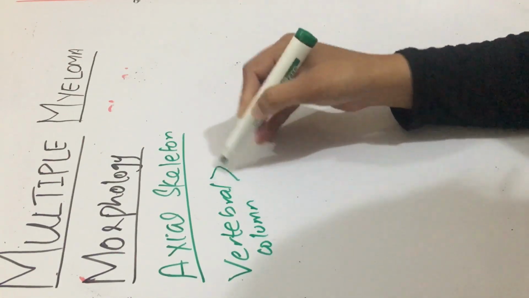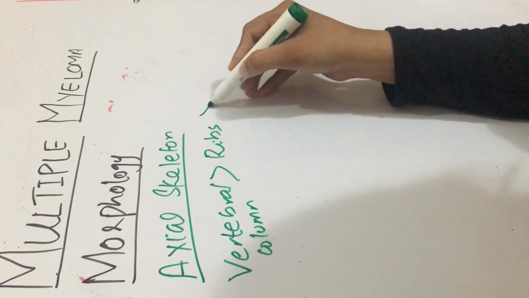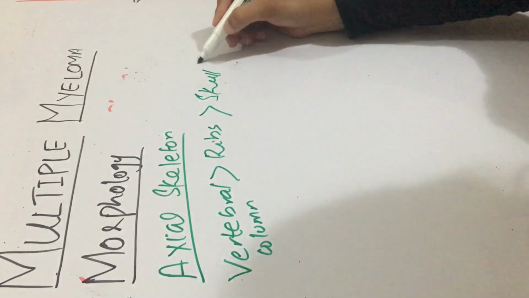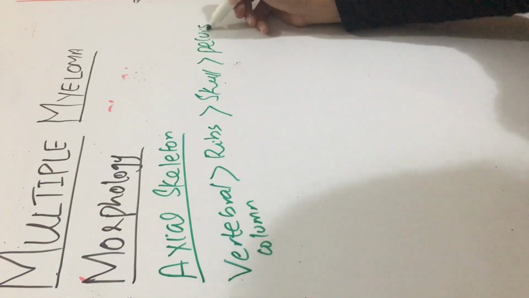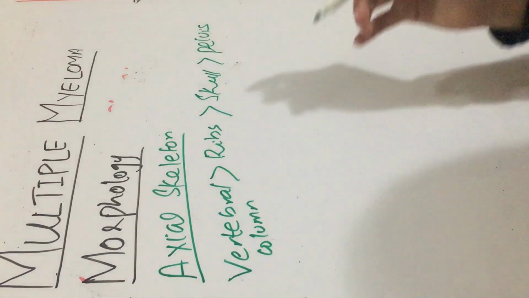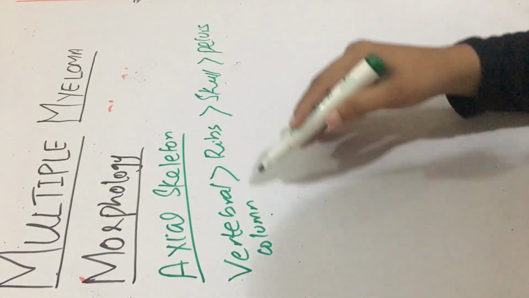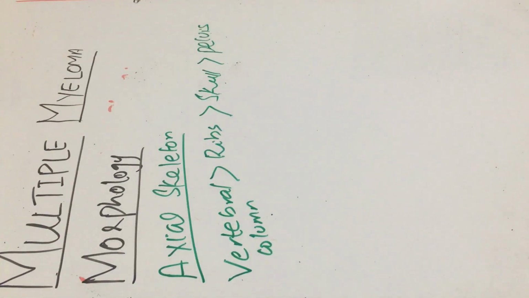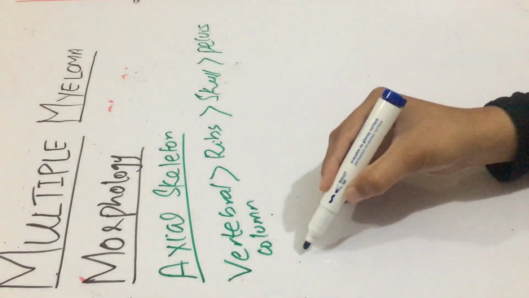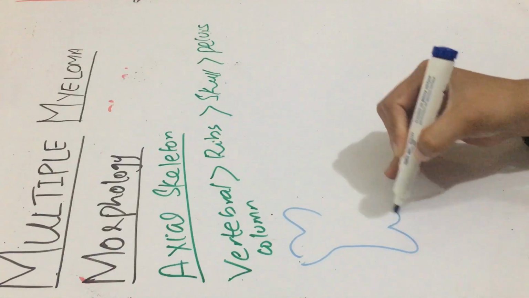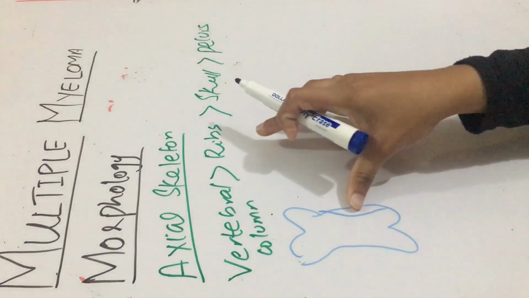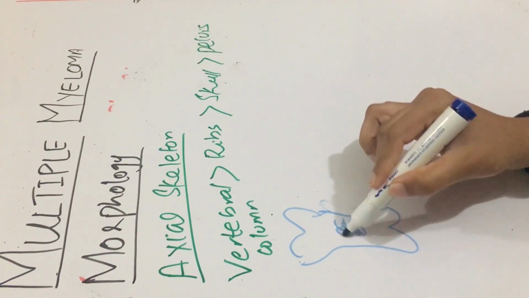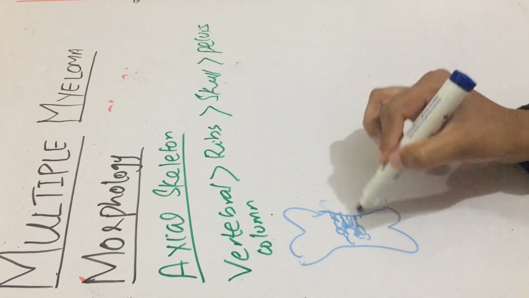Then in second place there are the ribs, then the skull, then the pelvis, and so on. These are the bones which are most commonly affected. The most common is the vertebral column, then ribs, then skull, then pelvis, and so on. These lesions actually begin in the medullary cavity, and then they continue to erode the cancellous bone and reach up to the cortex.